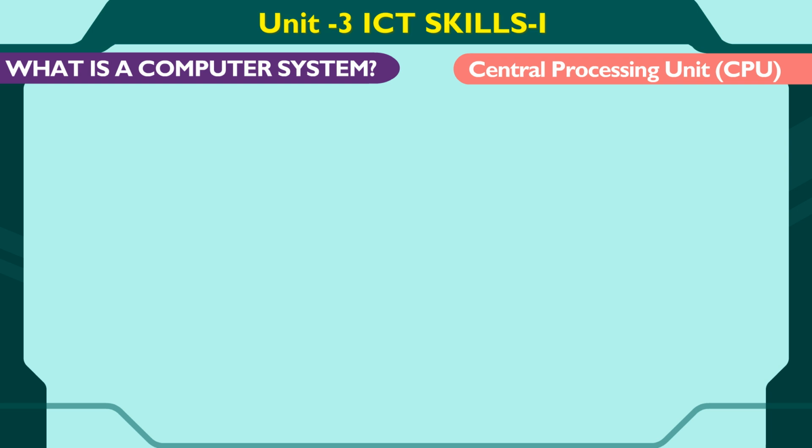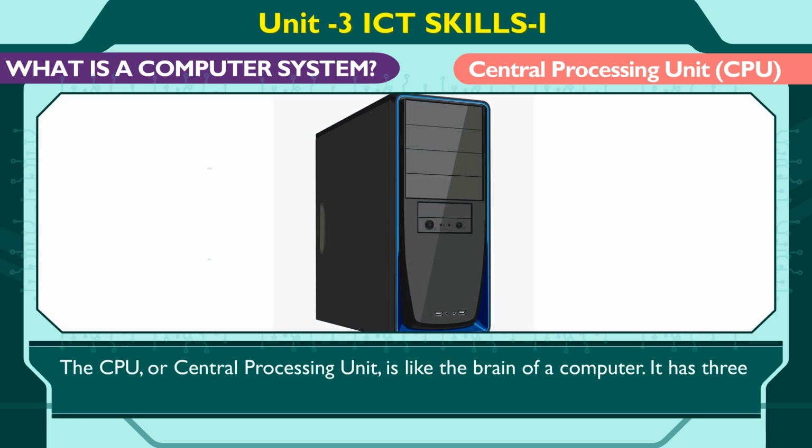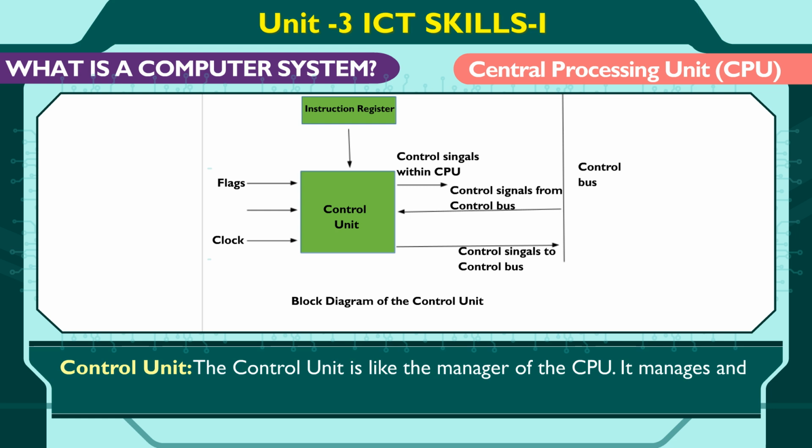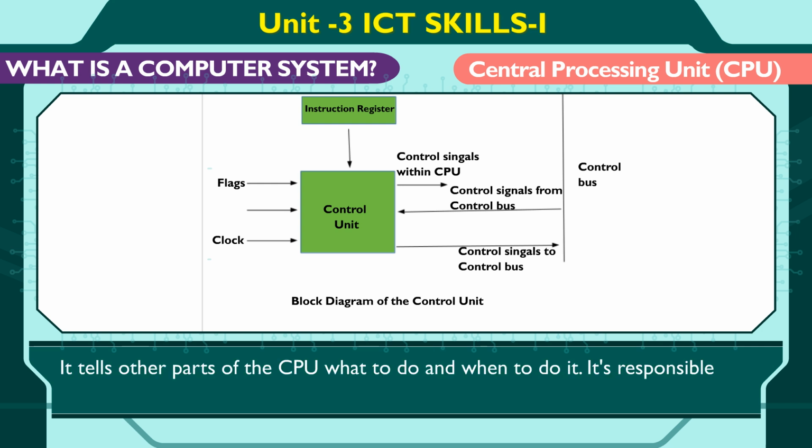Central Processing Unit, CPU. The CPU, or Central Processing Unit, is like the brain of a computer. It has three main parts. Control Unit. The control unit is like the manager of the CPU. It manages and coordinates all the activities happening inside the computer. It tells other parts of the CPU what to do and when to do it.